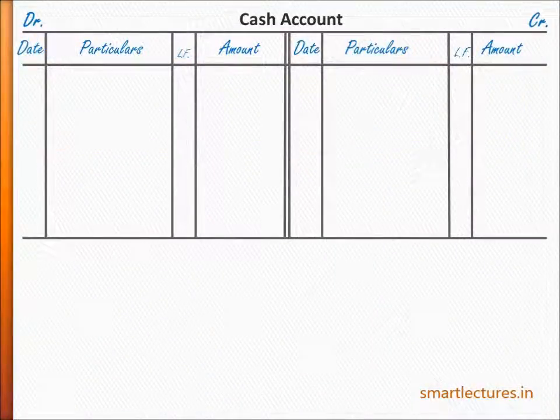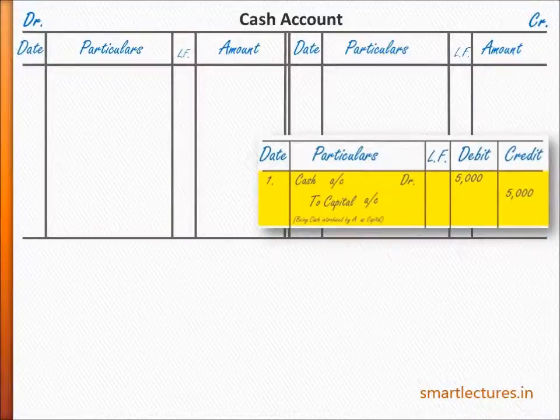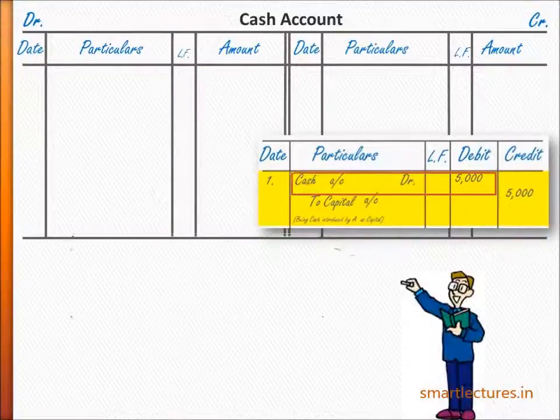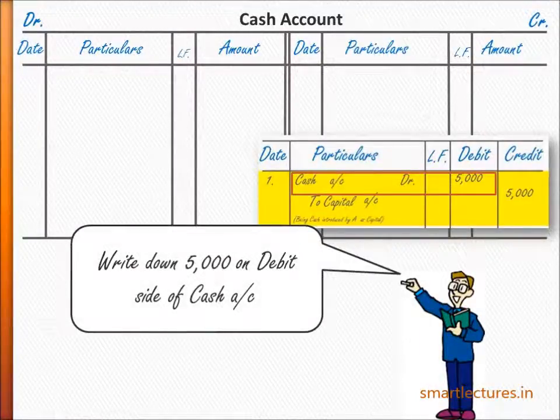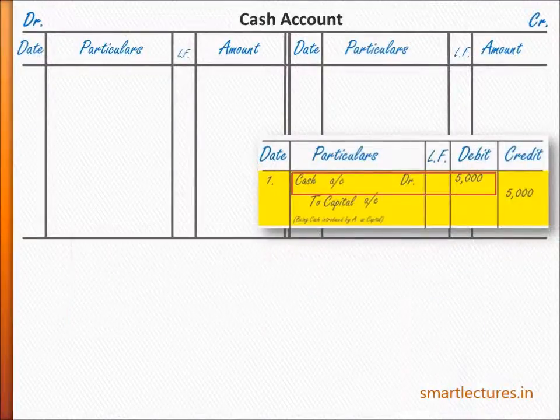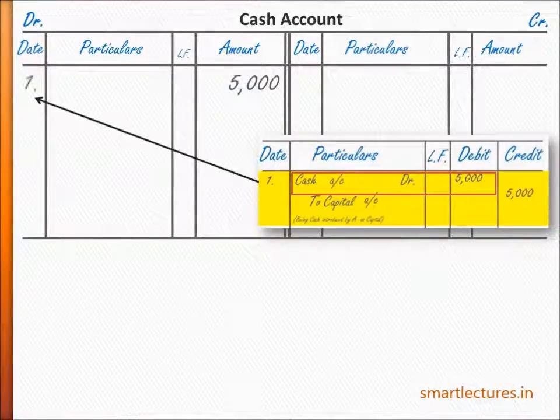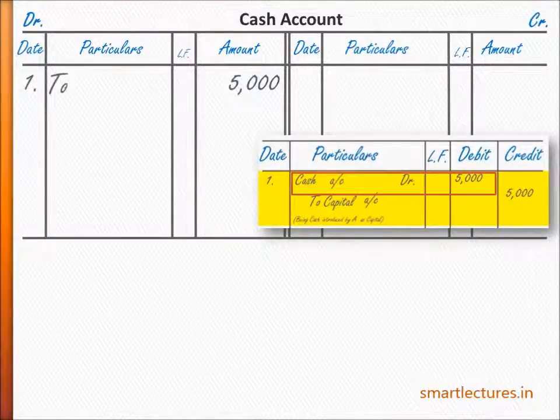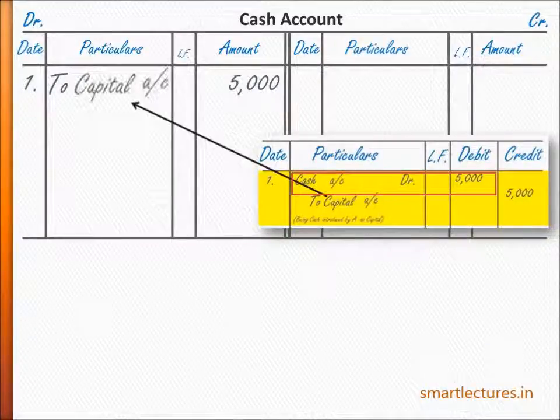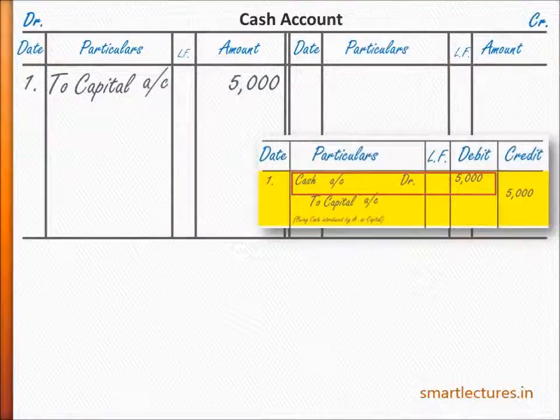So come to the cash account. Debit cash account rupees 5,000. What does it mean? Write down rupees 5,000 on the debit side of cash account in the amount column. The date will be 1. What should be the narration in the particulars column? You have to start with "To" on the debit side or left hand side. When cash account was being debited in the journal entry, the opposite account was capital account. We have to write down the opposite account, meaning the credit account, and that is "To capital account".